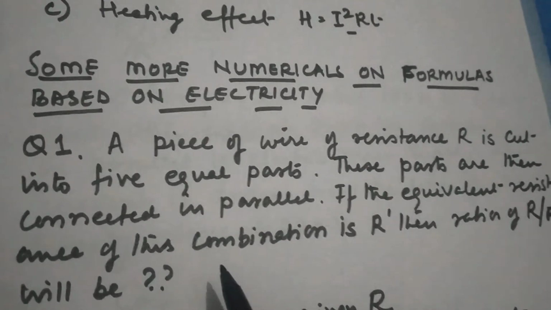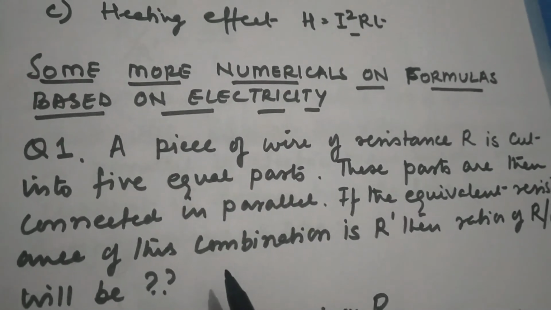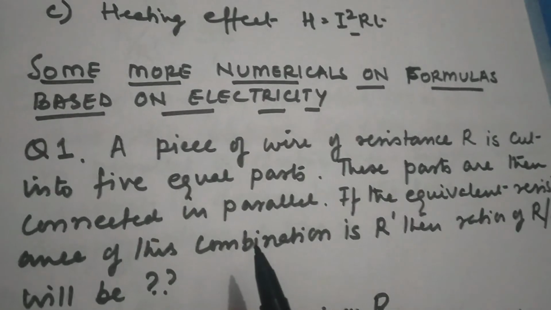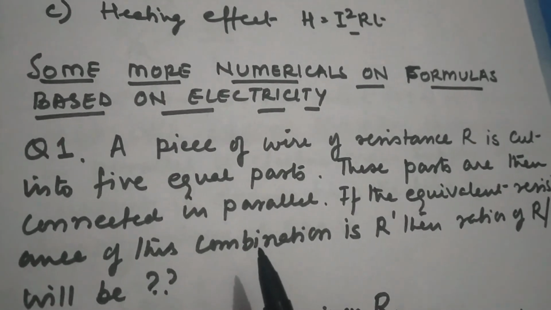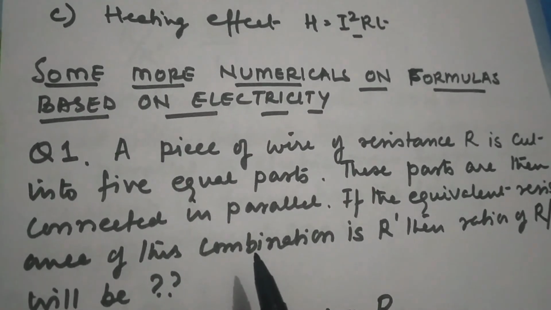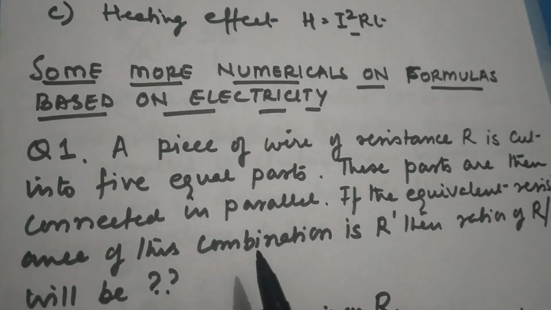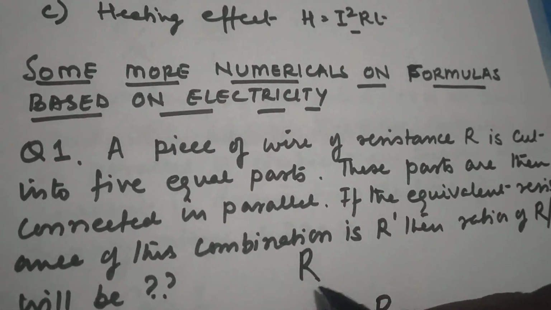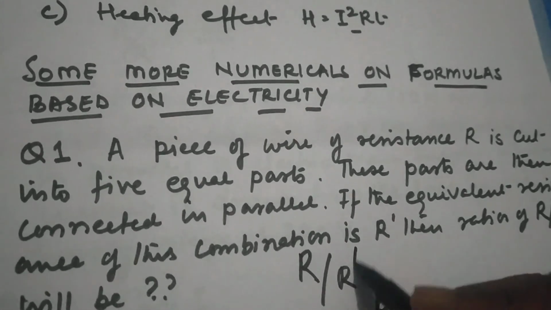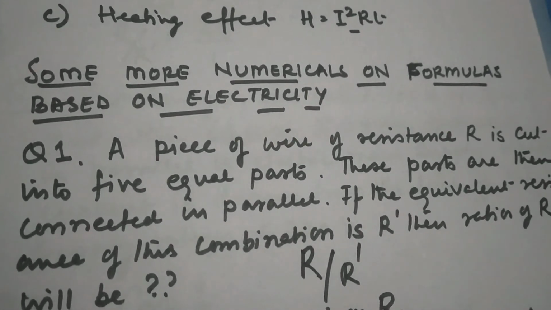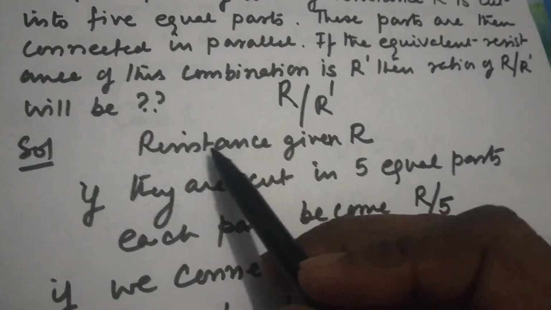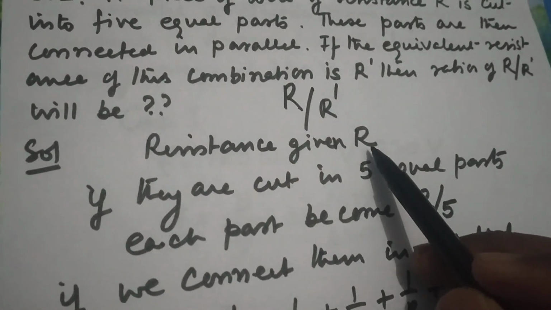Here we are given a resistance wire of value R, and we have cut it into 5 equal parts. These parts are now joined in parallel. We have to find their equivalent resistance first, and then divide the original resistance, that is the given R, by the new resistance value. So I am explaining it one by one, stepwise. Try to understand. This is the resistance wire given with the value R.